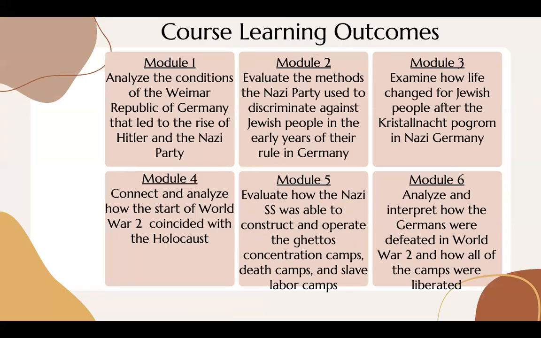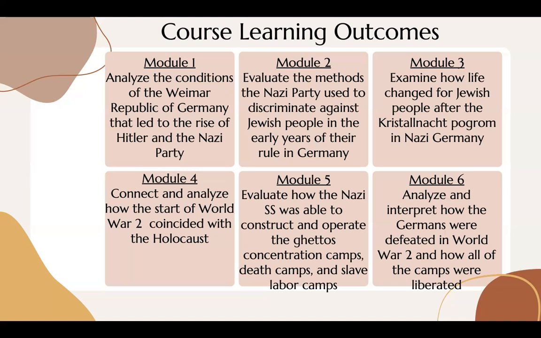This course is going to be broken down into 6 specific modules, and we'll ask specific questions about those modules. In Module 1, we'll ask the question, what are the historic conditions that led to the rise of Hitler? In Module 2, what did the Nazis do to discriminate against Jews when they took power and in the early years of their rule? Module 3, how did life change for Jews after the Kristallnacht pogrom in 1938? Number 4, how did the start of World War II coincide with the Holocaust?